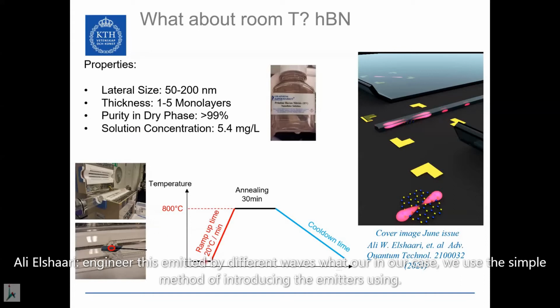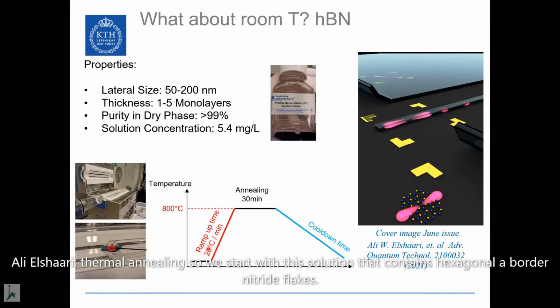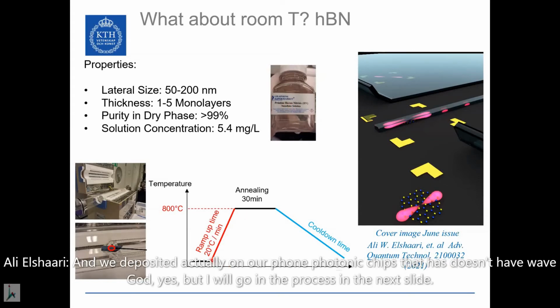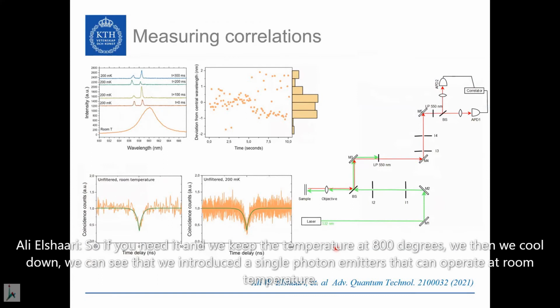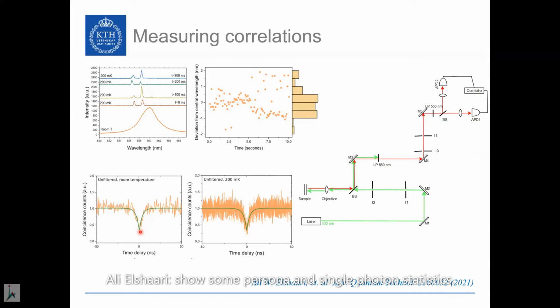But in our case, we used the simple method of introducing the emitters using thermal annealing. So we start with a solution that contains hexagonal boron nitride flakes, and we deposit it on a photonic chip that doesn't have waveguides yet, but I will go through the process in the next slide. If we anneal it and keep the temperature at 800 degrees, then cool down, we can see that we introduce single photon emitters that can operate at room temperature and show sub-Poissonian single photon statistics.